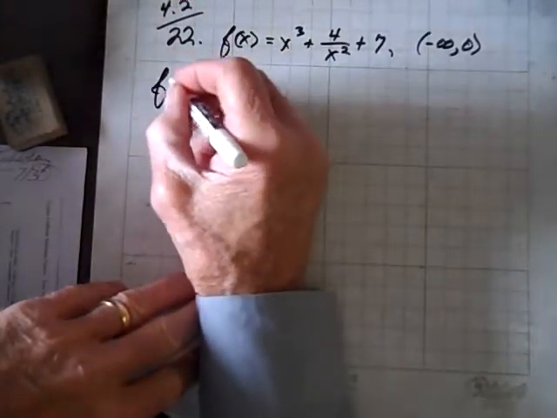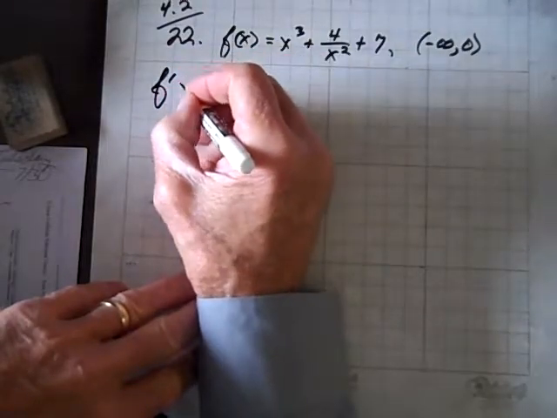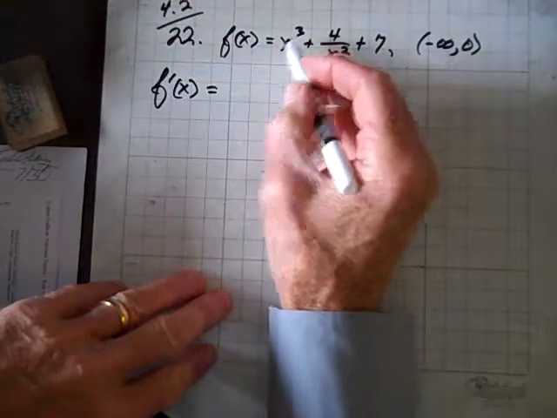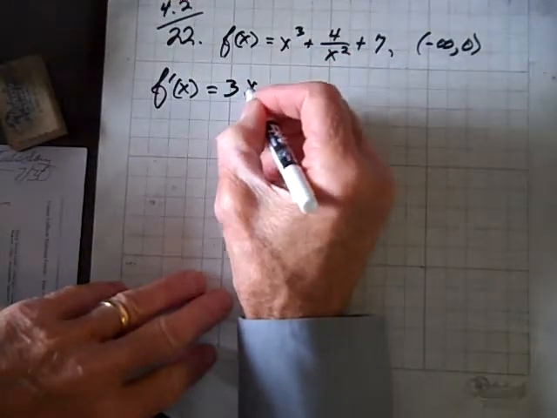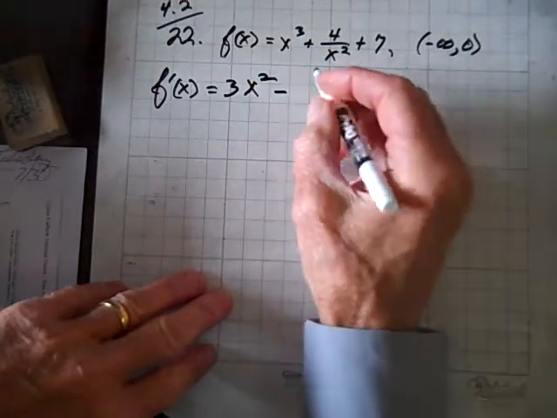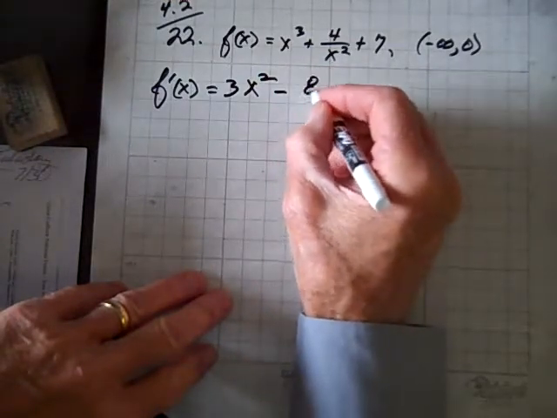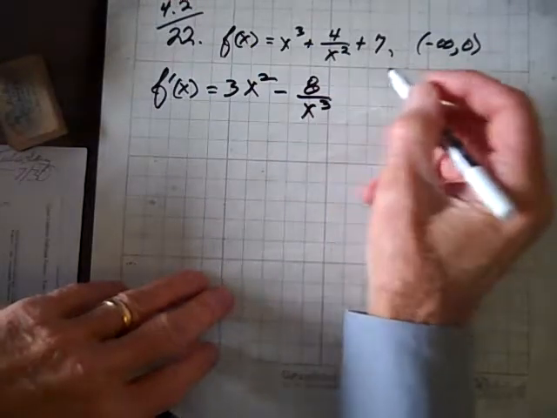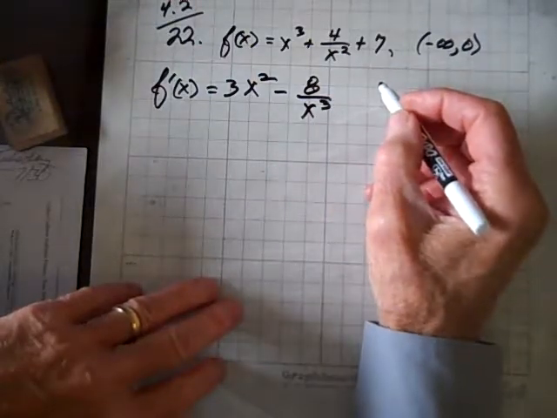So let's find the derivative, and I'm assuming now you don't have any problems finding the derivative. The derivative of this is 3x squared. The derivative of this term is going to be minus 8 over x cubed, and the derivative of 7 is 0.